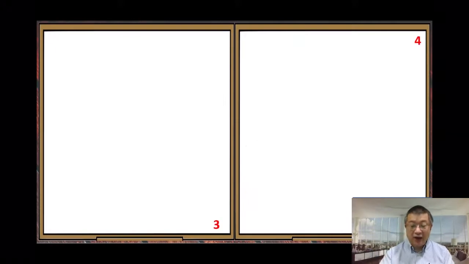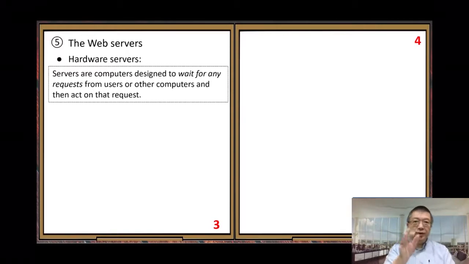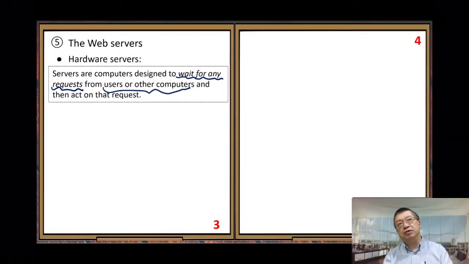Okay, all right, so next, let us look at the web servers from the server side. Let's get some basic understanding. First, the web servers' hardware. We know servers are computers designed to wait for any requests. This is the main usage of the server: wait for any requests from the client side, from users or other computers, which are referred to as the client machines, and then act on that request. What do you mean act on that request? Data processing on the server side.